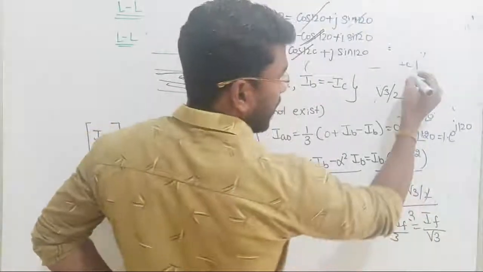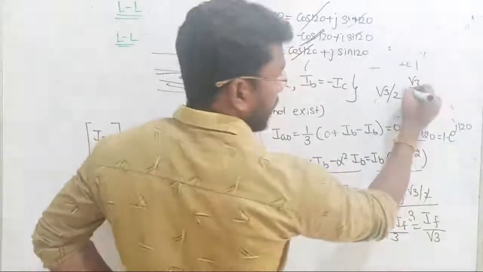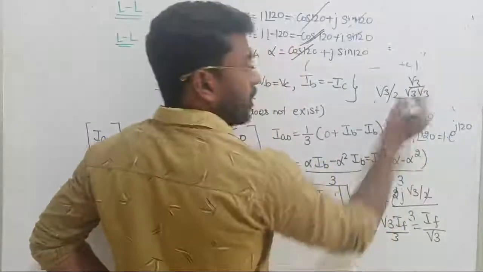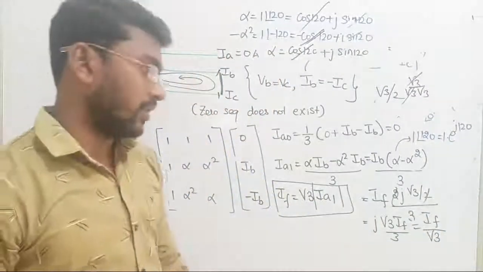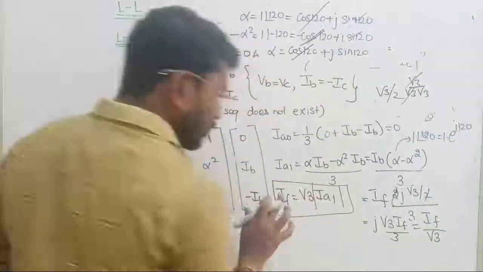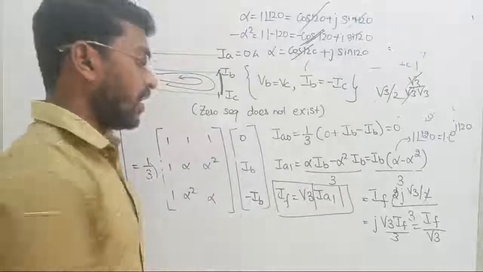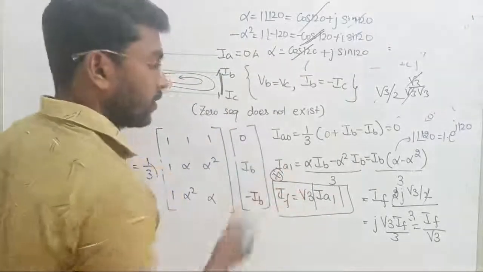Root 3 divided by 3 can be written as, we all know, 3 can be written as root 3 into root 3. One root 3 is getting cancelled such that your fault current will become I_F by root 3. So it is over now. So let us get back. So the fault current will become root 3 times of I_A1. Conclusion is over. Yeah. Let us proceed further.